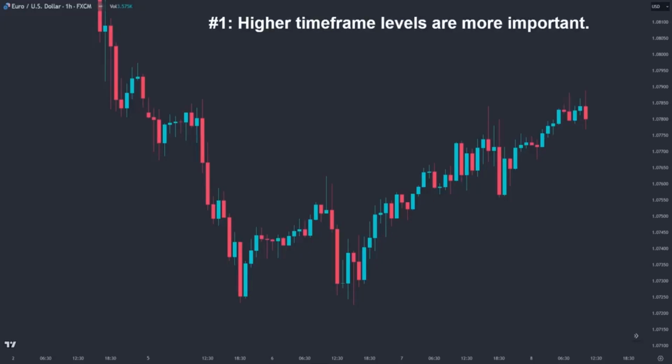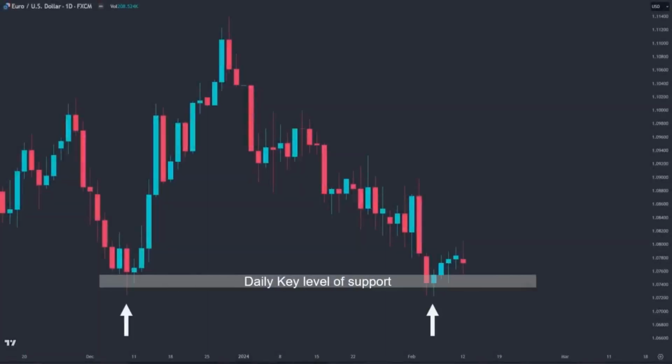Here, on the Euro-Dollar 1-hour chart, we can see a strong downtrend. However, when the price failed to establish a new lower low and rejected this level twice, the market reversed. Now, if we zoom out to the daily time frame, we can see that this area is considered a strong support area for the price. So despite the heavy bearish momentum on the 1-hour chart, we witnessed a temporary reversal.